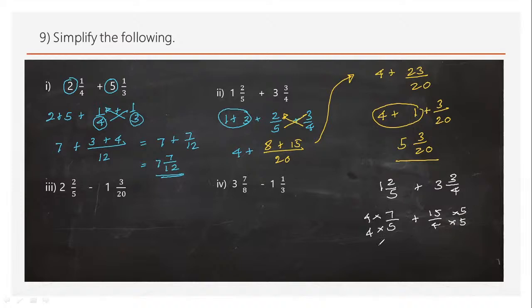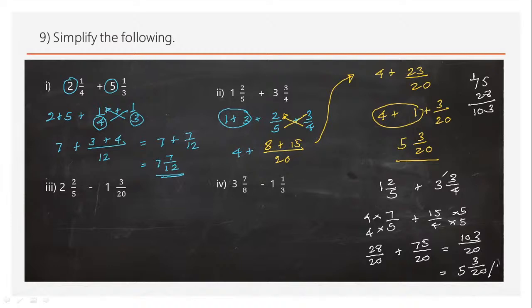Then 4 times 7, 28/20 plus 15 into 5, 75/20. 75 and 28. 8 and 5, 13, 1 remainder, 8 and 2, 10. 103/20. Then the same answer we are now obtaining, 103 divided by 20. That is 5. 5 and 3/20.